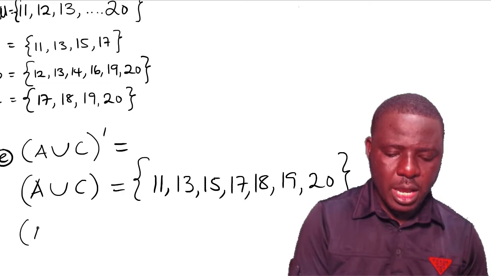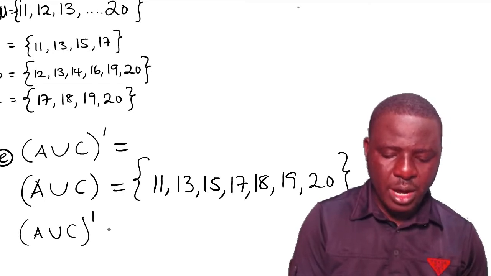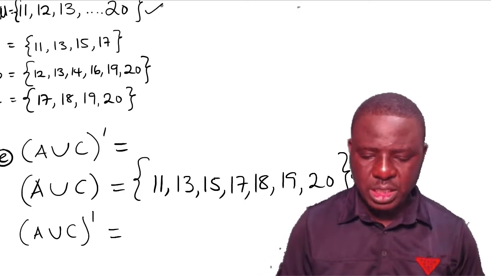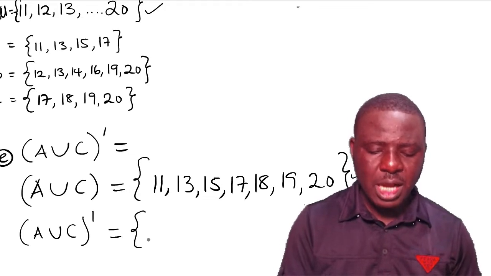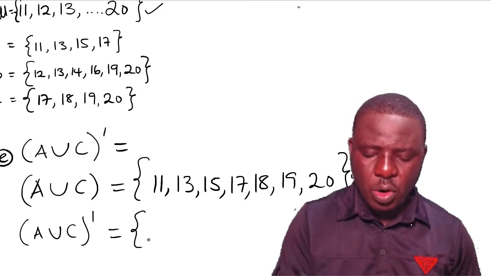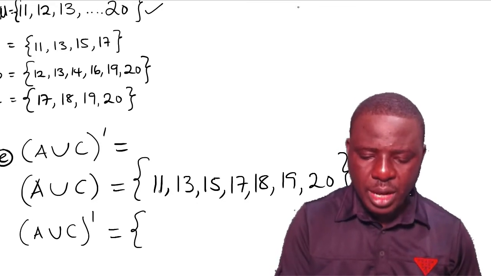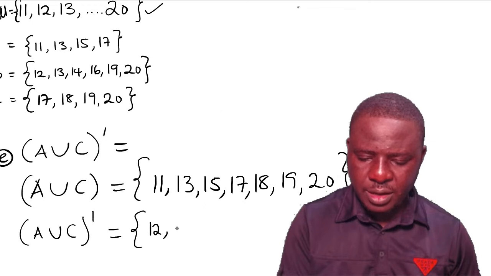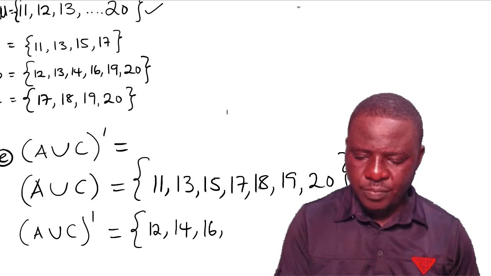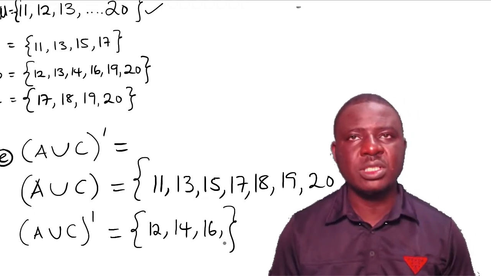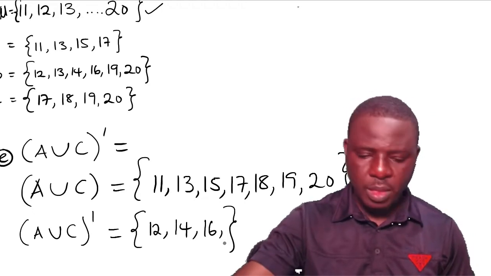We can then look for (A union C) prime. So we are going to compare A union C with that of the universal set and fish out those elements that are in the universal set but are not in A union C. So I will go in ascending order. We have 11 is in A union C, so this is 12, 13 is there, 14 is not there, 15, 16, 17 is there, 18 is there, 19 is there, and 20. So these are the elements of (A union C) prime. Let's go to F.